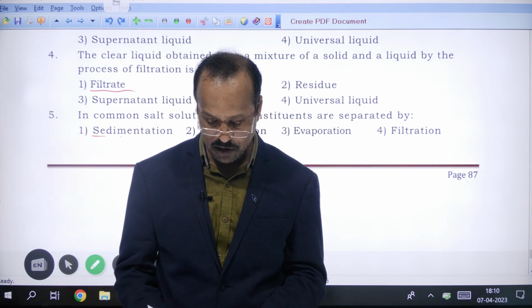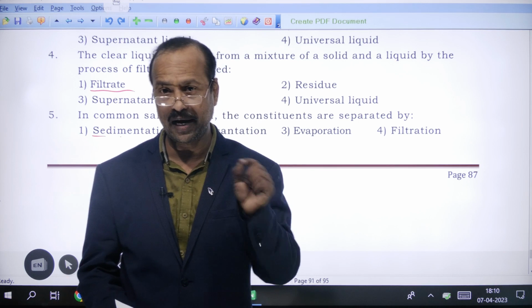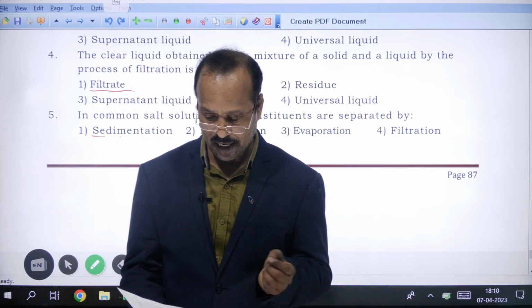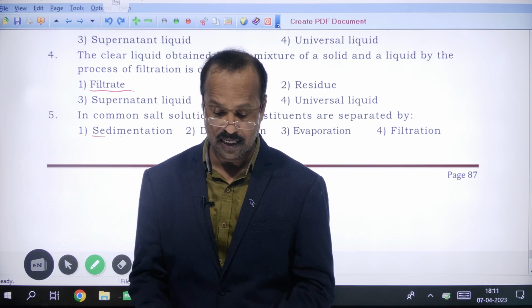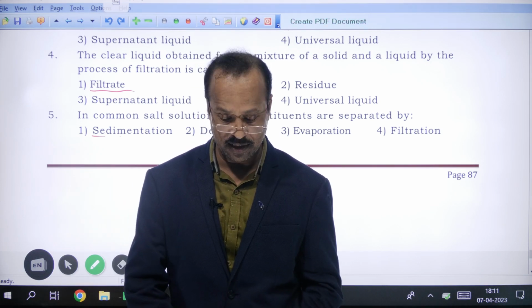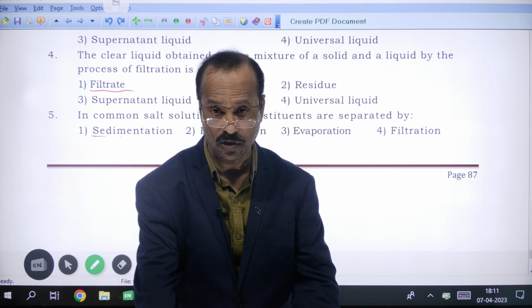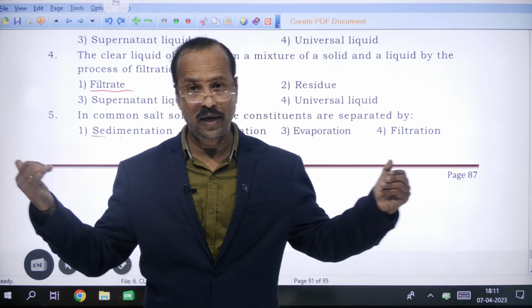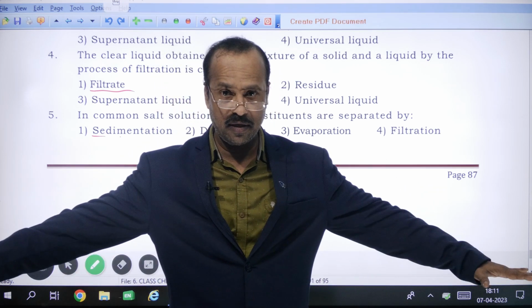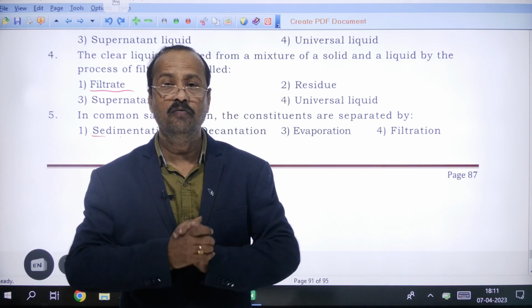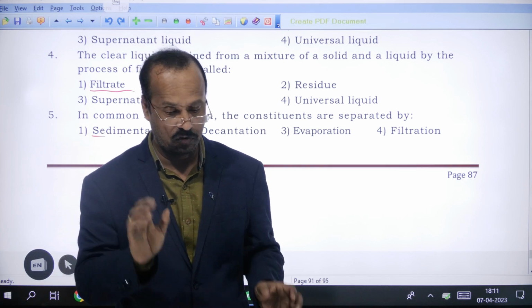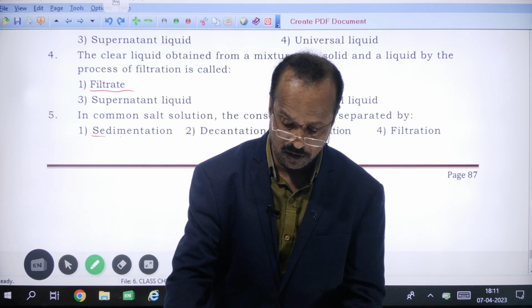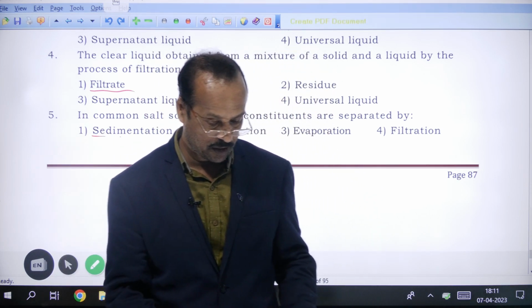Next one, in common salt solution. Common salt means what? Salt and water. If they are mixed, how can we separate? By evaporation. In the last class I explained that. From seawater we can take the salt. How? We collect the seawater in reservoirs and then leave it for evaporation. Due to sunlight the water gets evaporated, only salt will be left. So, here salt will be separated by using evaporation.